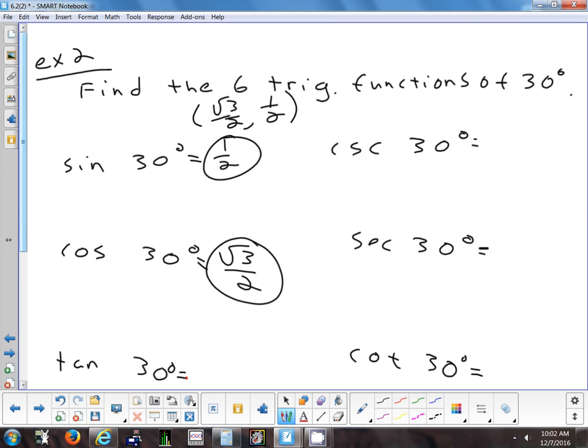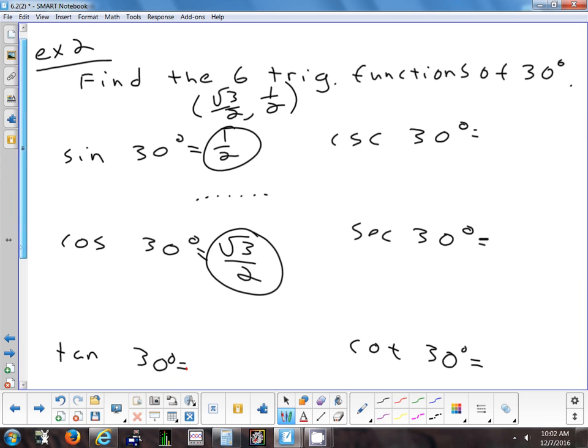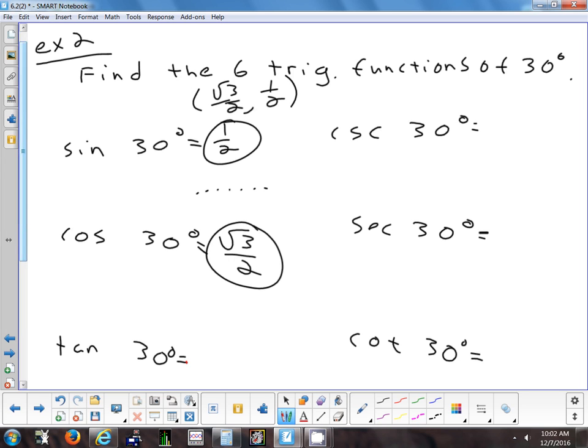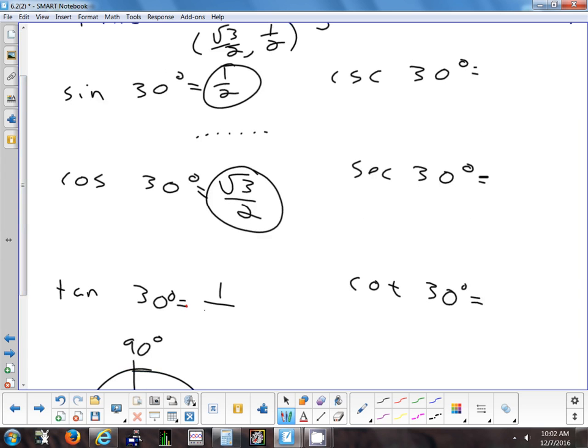And the tangent is what you get when you divide these. So just imagine dividing the sine by the cosine. If I do that, what would cancel? The 2's. You can either flip and multiply by the reciprocal, or whenever you divide fractions with the same denominator, it just cancels. So what does that leave me with? Well, what's in the top? 1 over the square root of 3. Okay, so the 1 is in the top, square root of 3 is in the bottom.